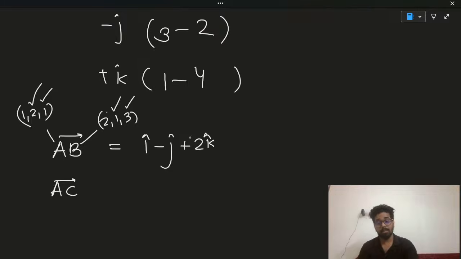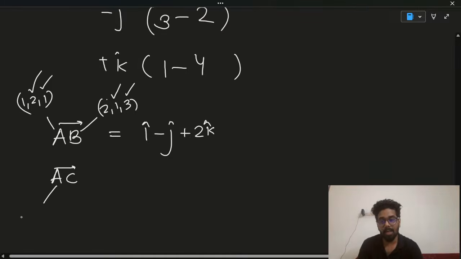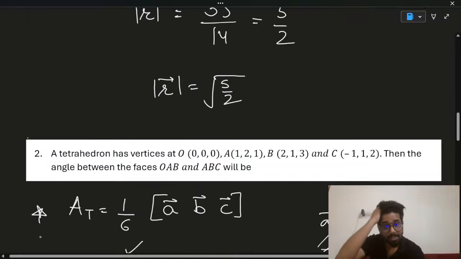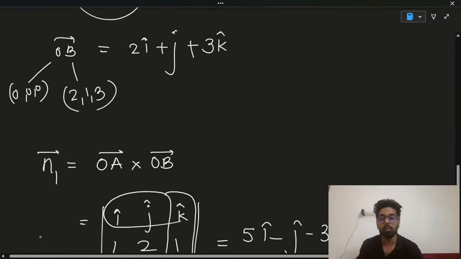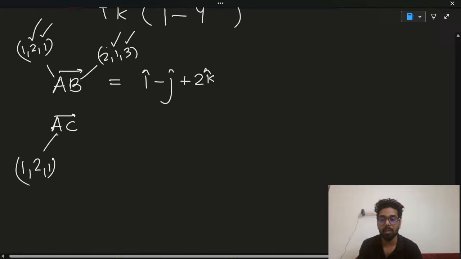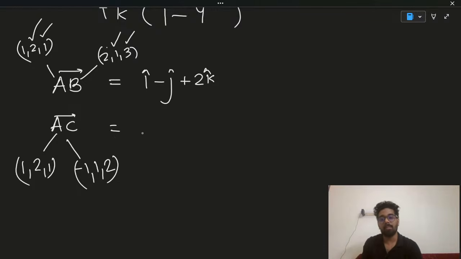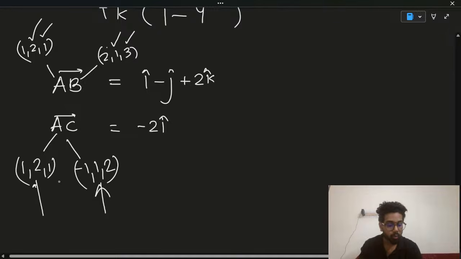Simple. Now AC vector. A was 1, 2, 1, and C is minus 1, 1, 2. Now same way you can calculate. Minus 1 minus 1 is minus 2 I cap. 1 minus 2 is minus j cap. 2 minus 1 is k cap.